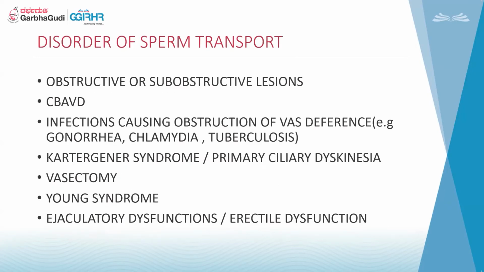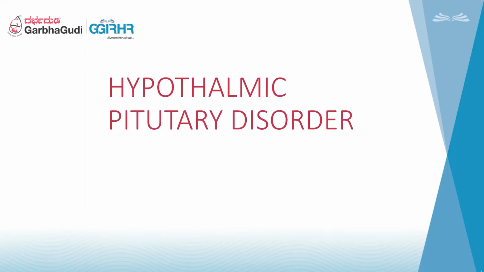Disorders of sperm transport are obstructive and subobstructive lesions, congenital bilateral absence of vas deferens, infections causing obstruction of the vas deferens like gonorrhea, chlamydia, tuberculosis, Kartagener syndrome or primary ciliary dyskinesia, vasectomy, Young syndrome, and ejaculatory dysfunction, erectile dysfunction, sexual dysfunction. So we'll be briefly discussing them.